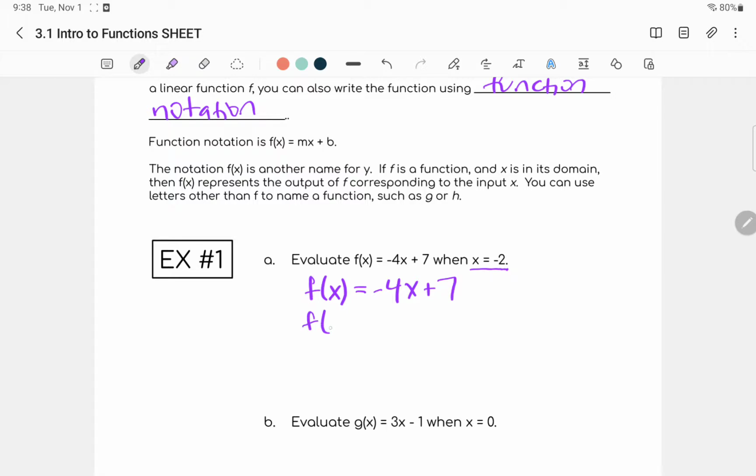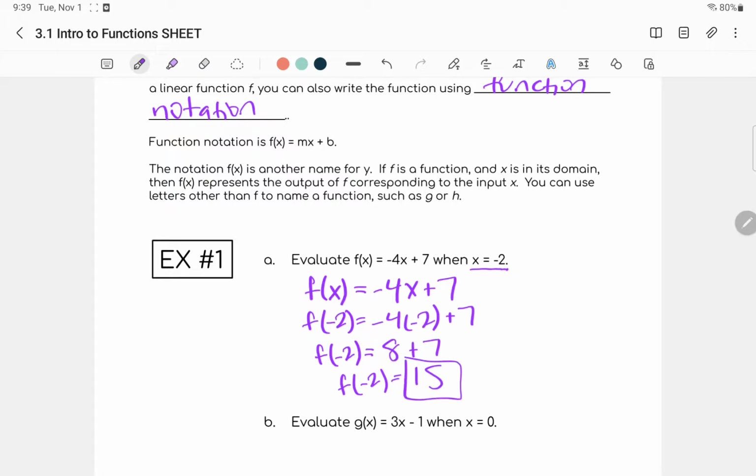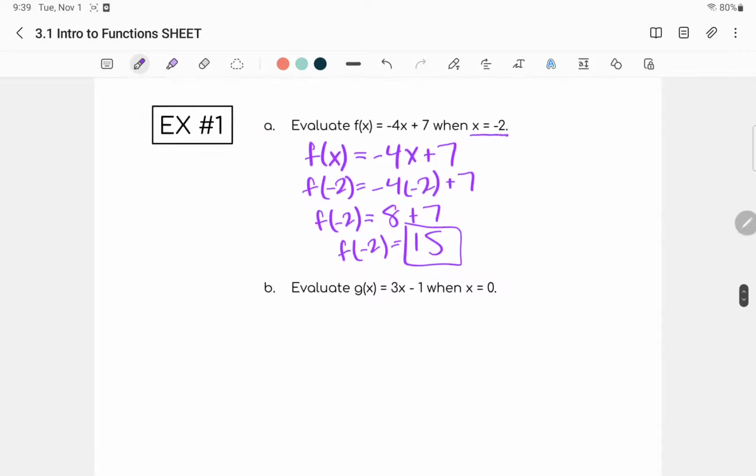So my function of x, if x is negative 2, means that I want to see what I get when I put in negative 2 for x. So my first step is just substituting. Then I'm going to go ahead and follow order of operations and simplify. So negative 4 times negative 2 is positive 8. And 8 plus 7 is 15. So my answer is 15. And that's it. Let's go ahead and try letter B.